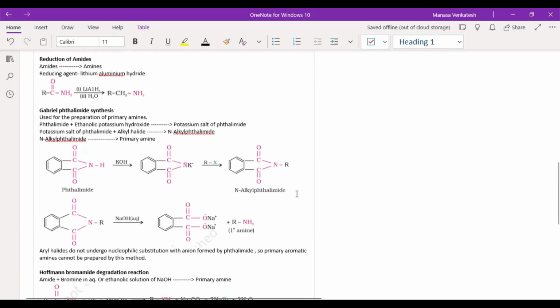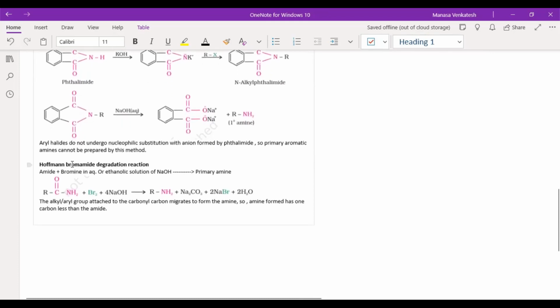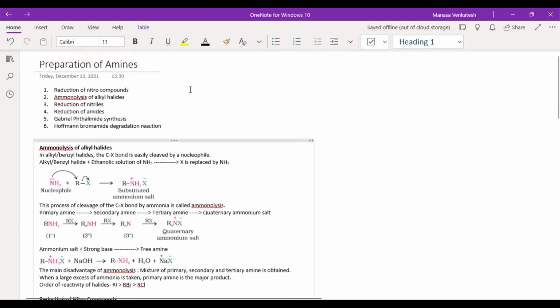Next, we talked about Gabriel phthalimide synthesis, which is used for the synthesis of primary amines, and that's because the reagent we are using is going to be a primary alkyl halide. Next, we learned about Hofmann bromamide degradation reaction, which also involves an amide, but the number of carbon atoms in the product is 1 less than that of the amide that underwent the reaction in the first place. With that, we're done with the synthesis or preparation of amines.